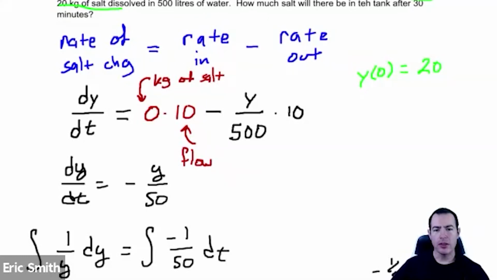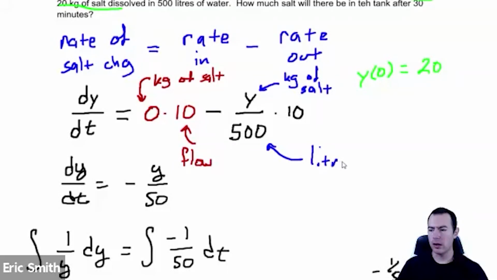Could you explain how you got the rate out as salt divided by 500 times 10? Good question. So yeah, that's essentially the same two pieces that you're seeing, packaged in here. So the y here is giving me my kilograms of salt. But it's being dissolved in 500 liters of water. And then the 10 is really just the flow. So it's flowing out at 10 liters per minute.